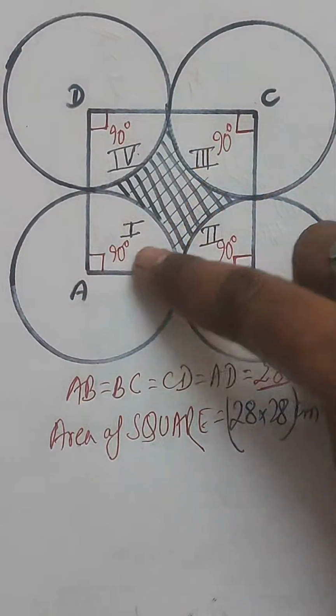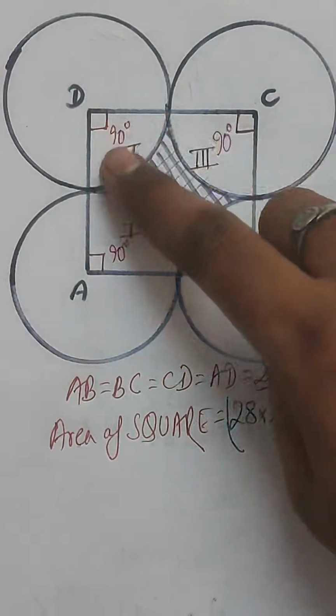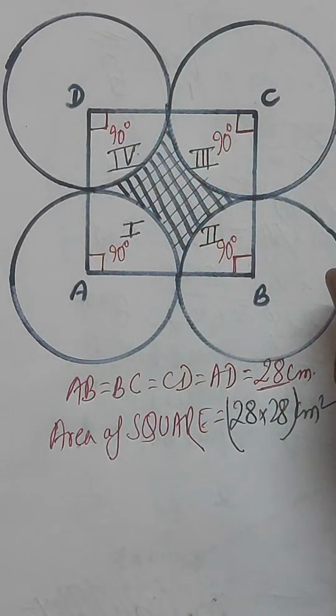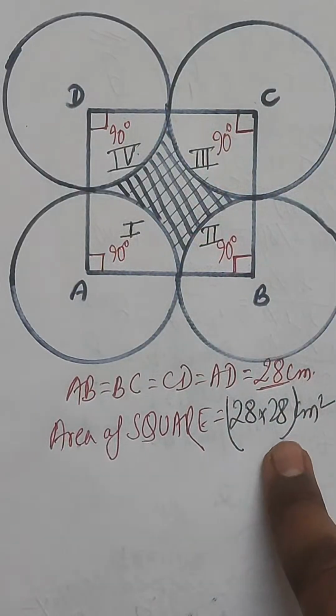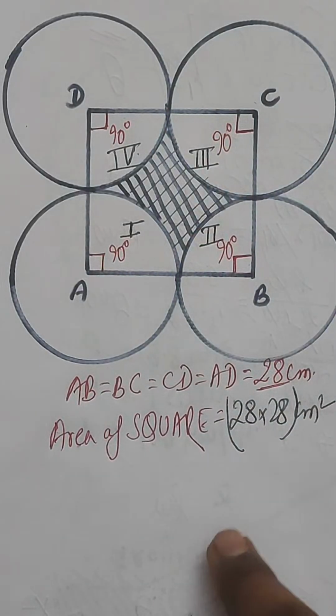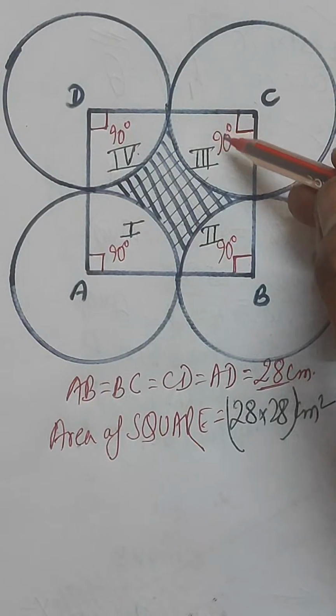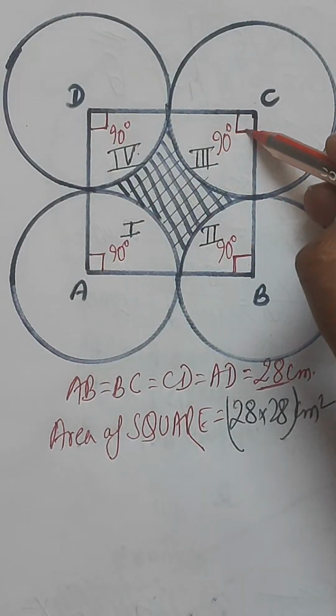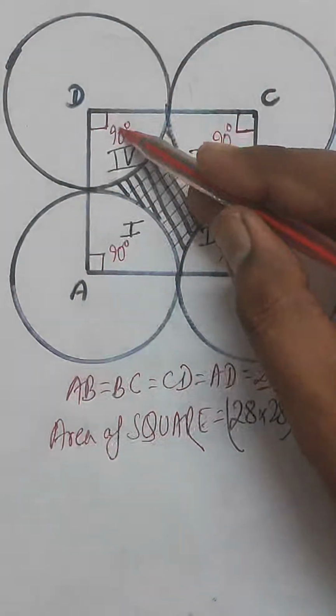So when four sectors are joined together, the total area, when you subtract it from 28 into 28, gives you the area of the shaded region, isn't it? We know the area of a sector is theta by 360 into pi r square, and here the angle theta is 90 degrees, and this comes four times.